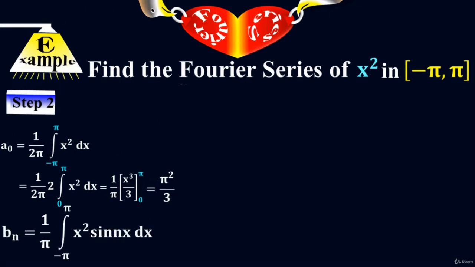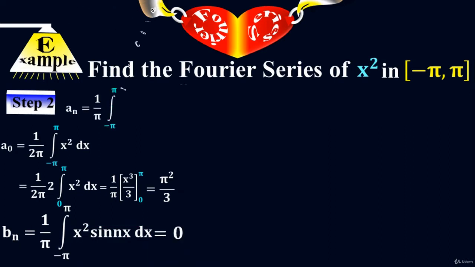Now b sub n, which equals 1 over pi times the integral of x squared times sine nx dx, where my given function f of x equals x squared, which is an even function. But sine nx is an odd function, so even times odd equals odd. Therefore this whole thing is odd.